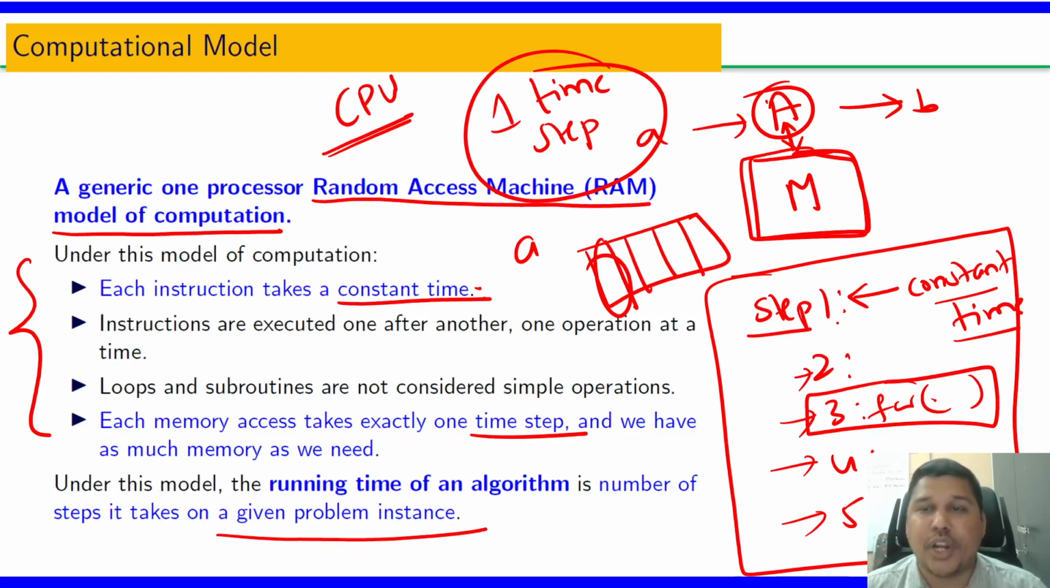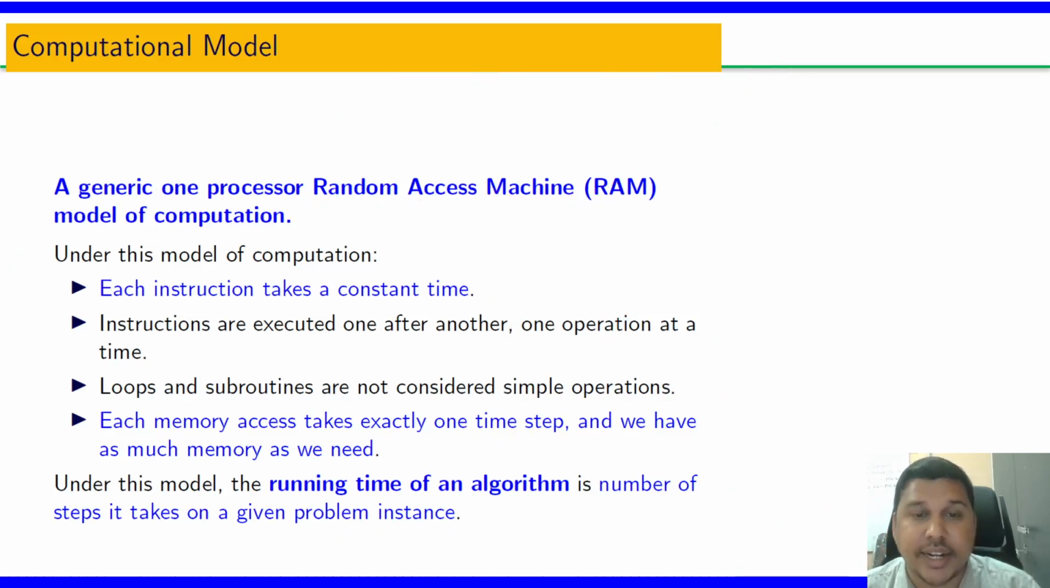So the running time of this algorithm A is nothing but the number of steps it takes for a given problem instance. When you have an algorithm A, the number of times it is accessing the memory is considered the running time. Is it clear? Any doubts here? The RAM based computation model has some assumptions. All our machines are RAM based models.